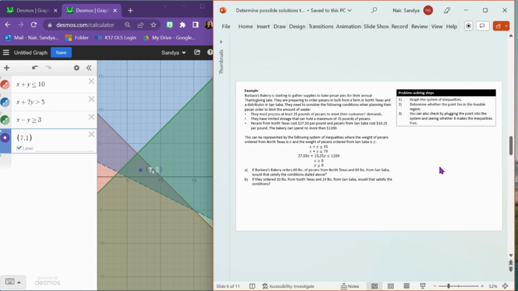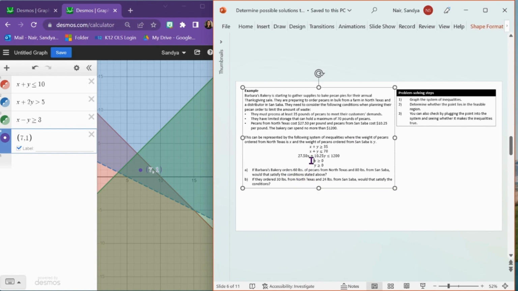So remember, we also had this second problem, which was talking about Barber's Bakery and their pecan order, right? So they were needing to process at least 35 pounds of pecans, and they have stores that can hold a maximum of 70 pounds of pecans. Since pecans from North Texas cost $27.50 per pound and pecans from San Saba cost $10.25 per pound, they can spend no more than $1,200. So from all that information, we were able to write these inequalities here.